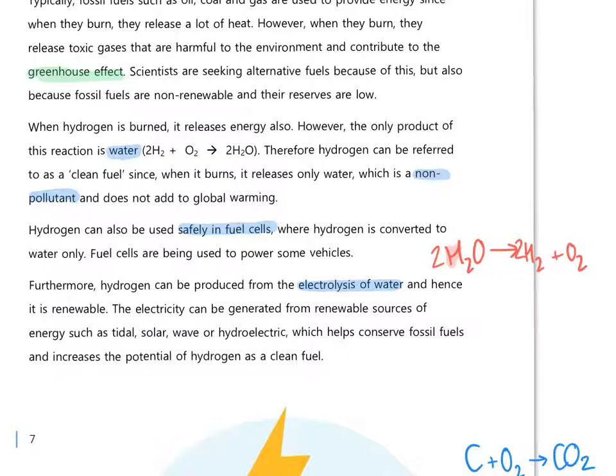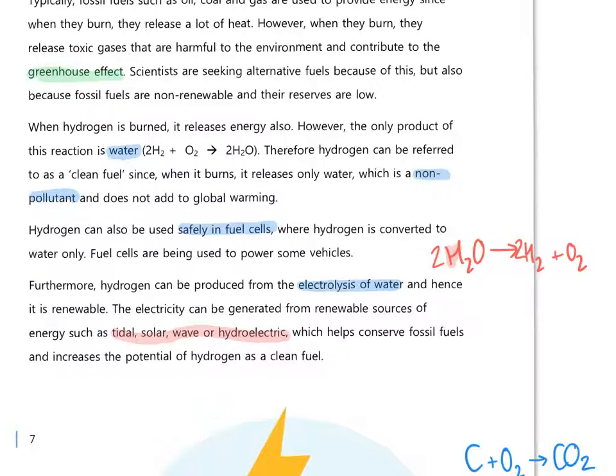And obviously water is renewable, so this source of hydrogen can be renewable. And if we generate the electricity for the electrolysis of water from renewable sources of energy like tidal, solar, wave, hydroelectric, that helps preserve our fossil fuels and also increases the potential of hydrogen as a clean fuel.